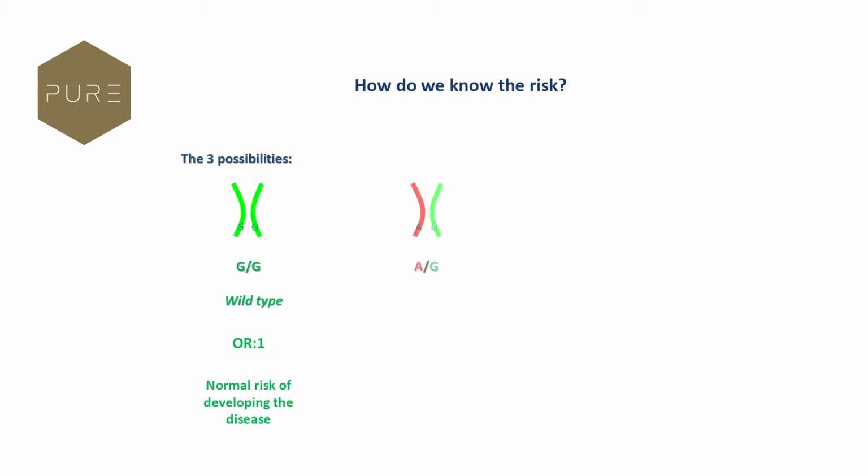Now, if one of the two is broken, and this differs from gene to gene, but in this case it's called a heterozygous with an odds ratio of, for example, 2. This means this person has a two-fold risk. This is a one-fold risk, this is a two-fold risk, so double the risk of developing the disease. So if it is heart attack, this person has a normal risk of developing heart attack, and this person has a twice as high risk to develop it. So double the risk, because there's an odds ratio of 2.